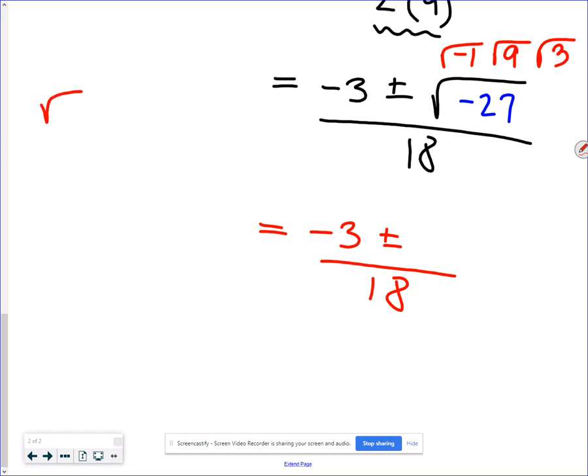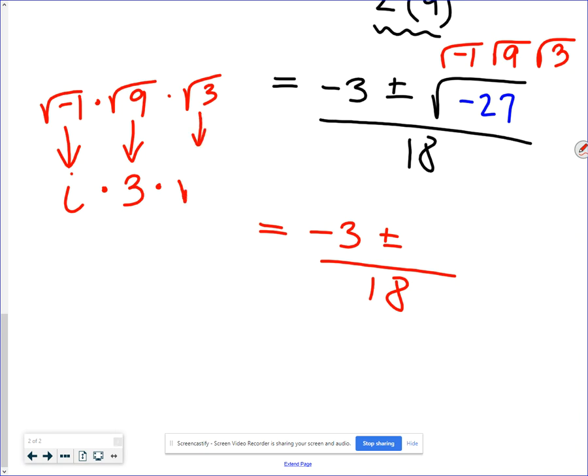We got the square root of negative 1 times the square root of 9 times the square root of 3. The square root of negative 1 is i. The square root of 9 is 3. And then the square root of 3, you can't reduce that. That's just the square root of 3. So how we write the answer is 3i times the square root of 3. So you reduce your square root first before you cancel anything out on top and bottom.